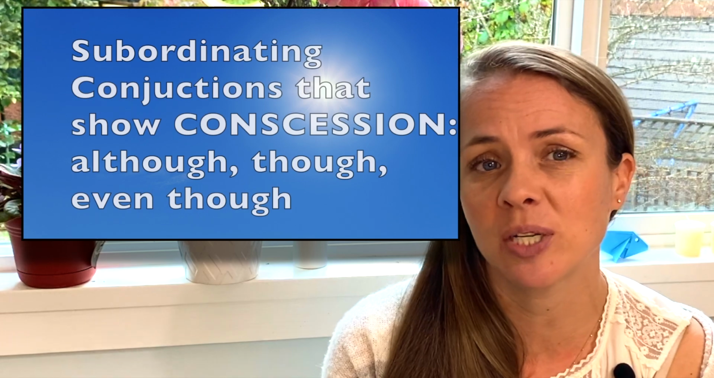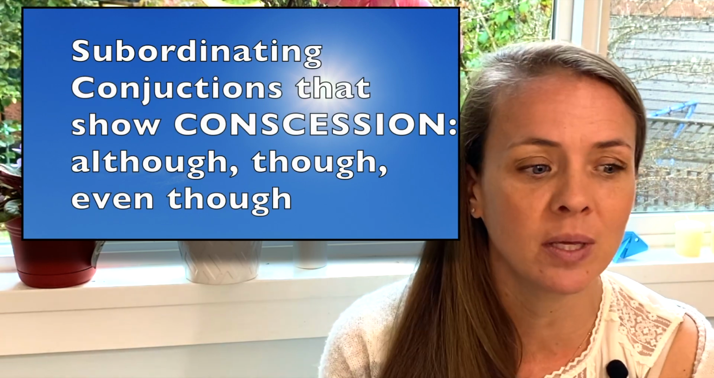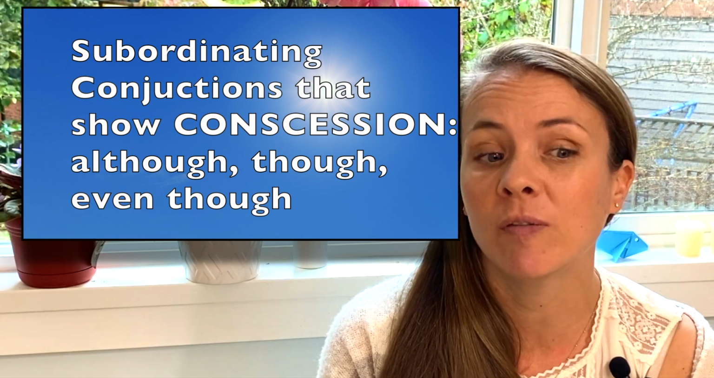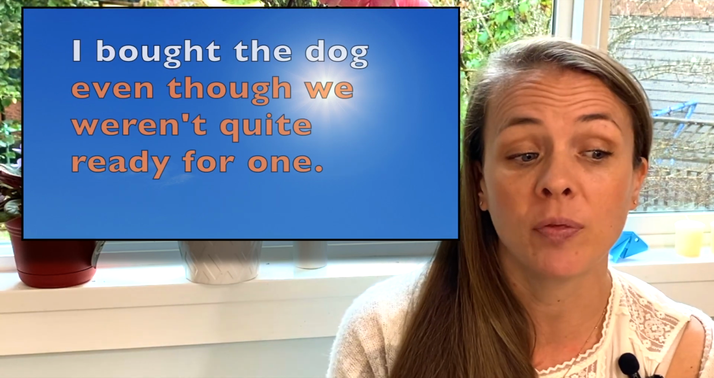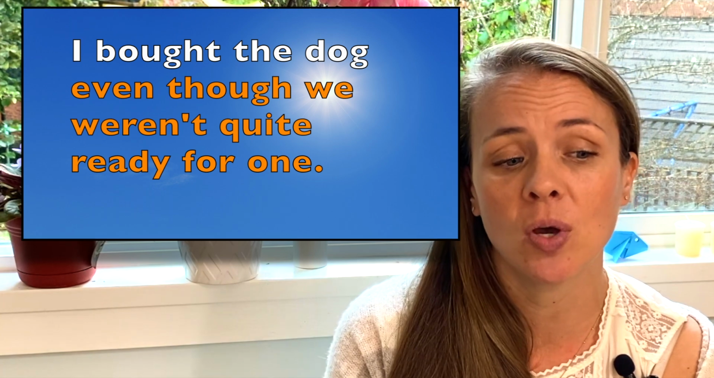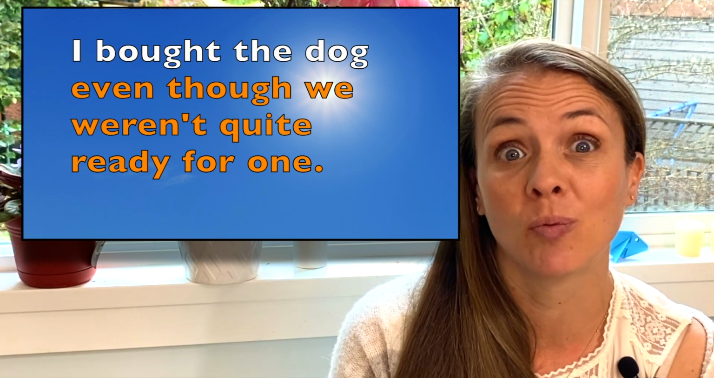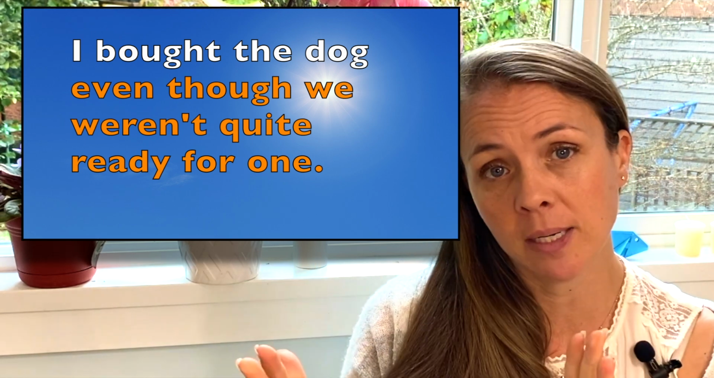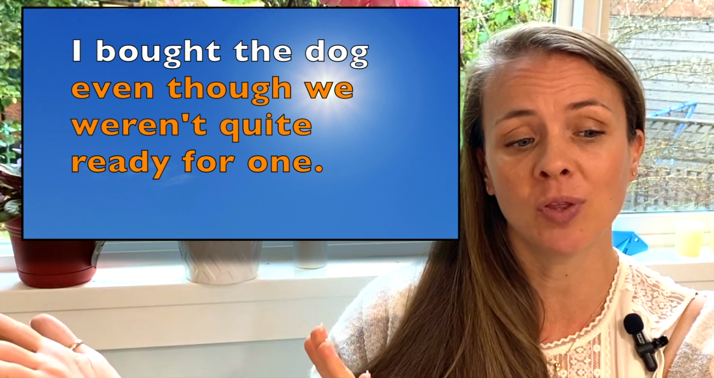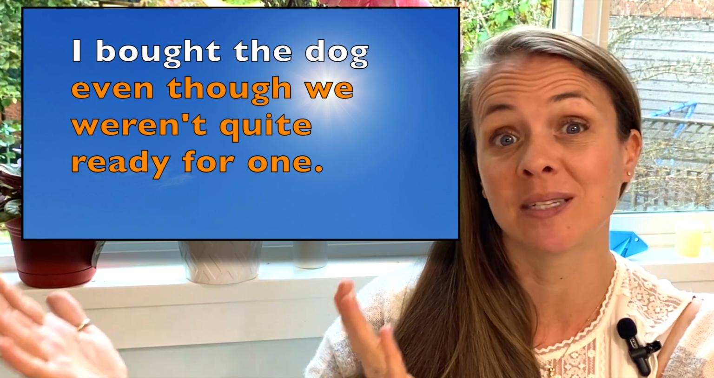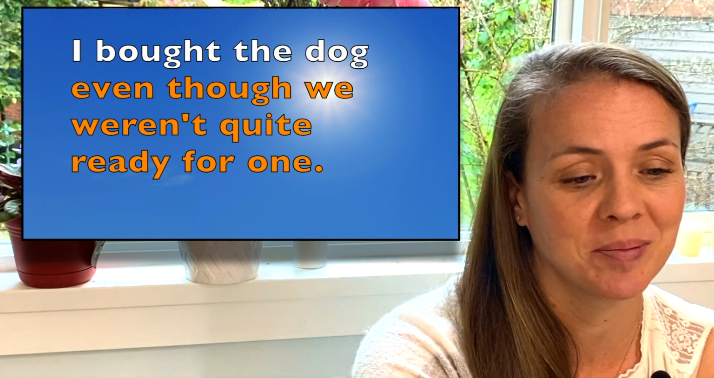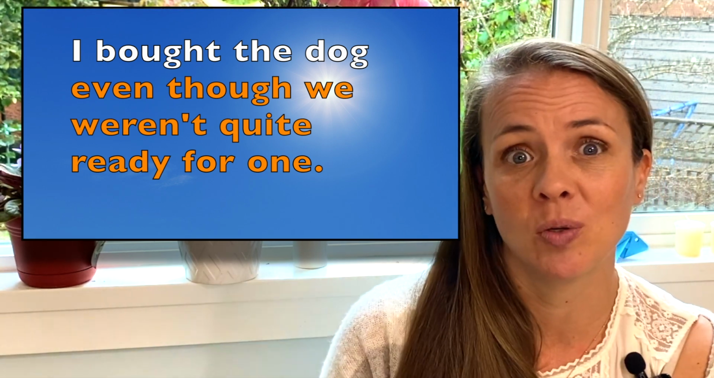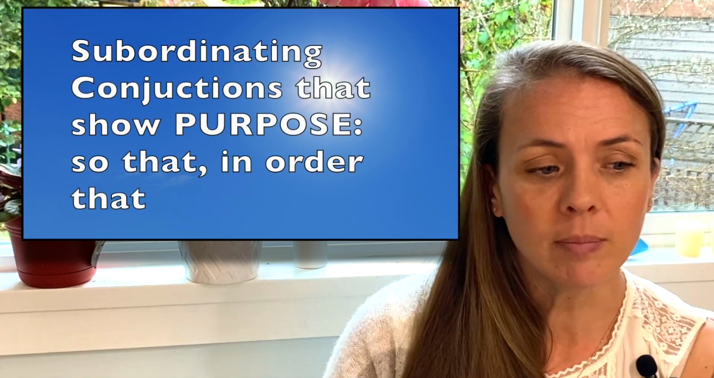Concede, concession means to give in to something. So although, though, even though. I bought the dog even though we weren't quite ready for one. So "I bought the dog" is the main sentence. "Even though we weren't quite ready for one" is the subordinate clause. And it shows that you gave in to something even though you weren't ready for it.